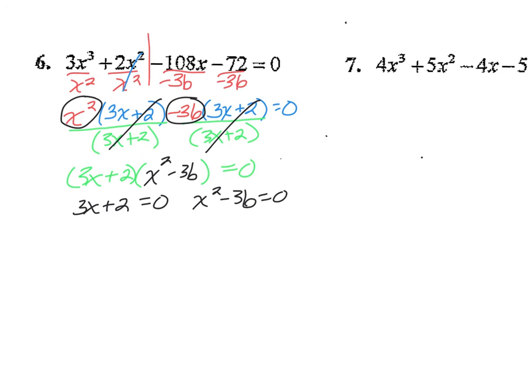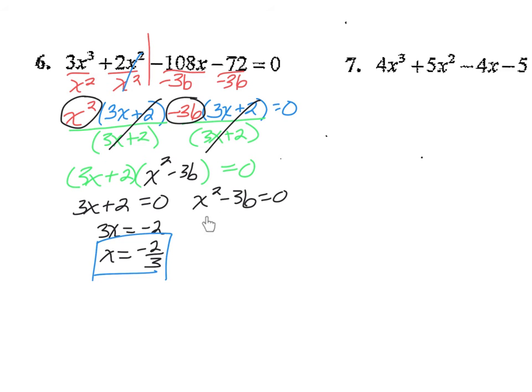We're going to subtract the 2 first. So we get 3x is equal to negative 2. Divide both sides by 3. We get negative 2/3. So here is one solution. Remember, our highest degree term is x to the third, so I'm looking for 3 solutions. So this is 1, I need 2 more.